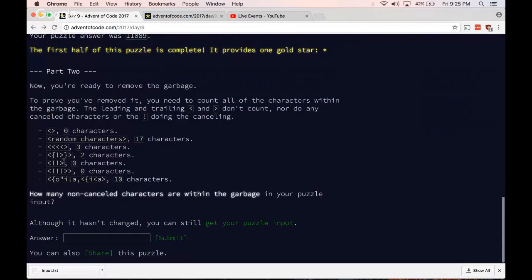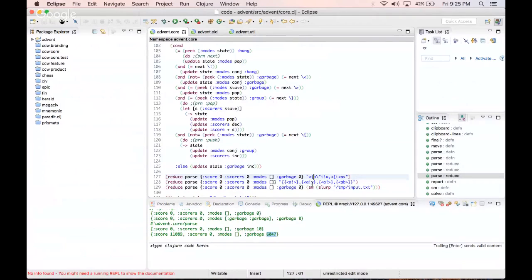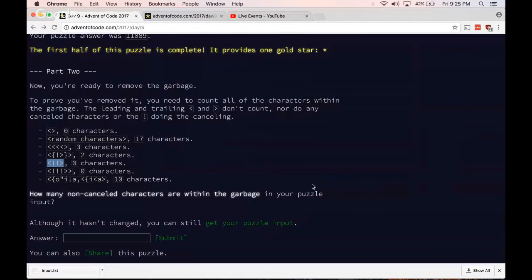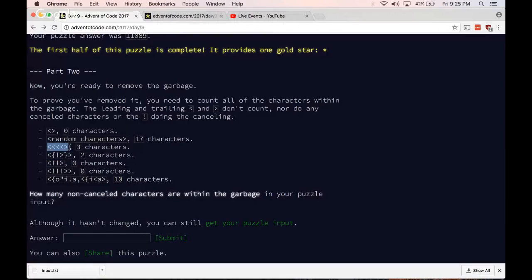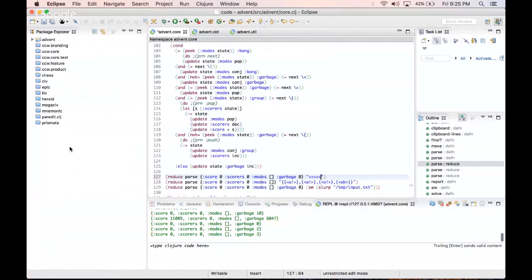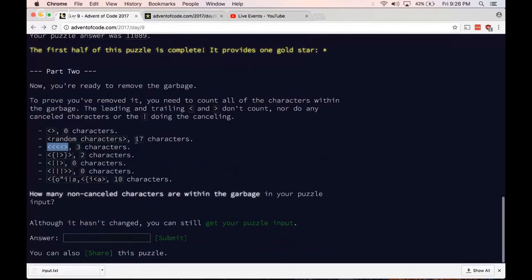Let's try some more of these use cases. All right, garbage 0, which is correct. Here we have garbage 2, correct. Here, garbage 3, correct. Let's see if we get the right score that we got before. We do. Okay, the canceled characters or the bang doing the canceling.